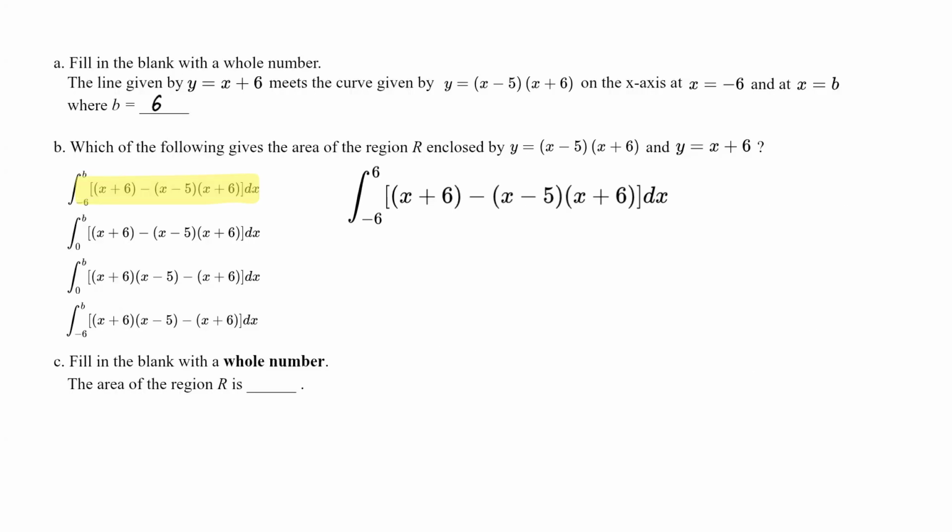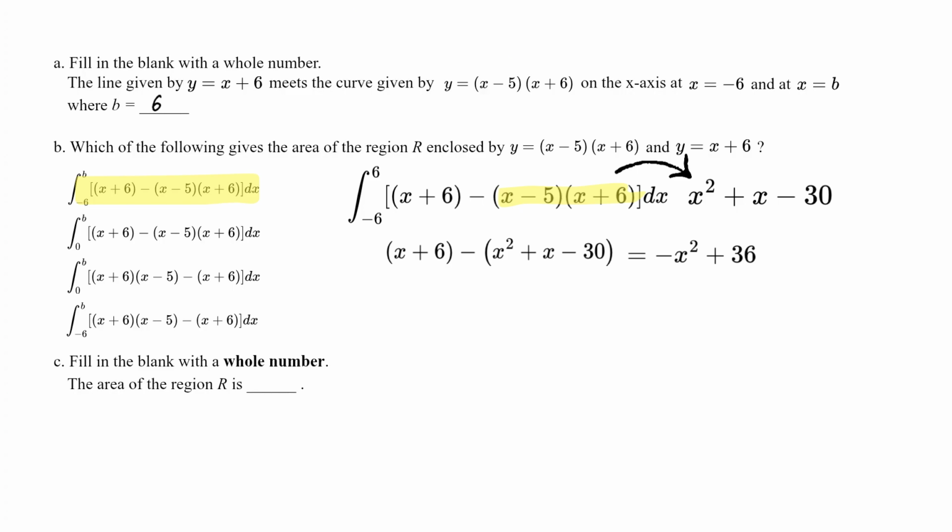Time for the final step, the calculation. Let's simplify the expression inside our integral first. We start by expanding the parabola. So the quantity x minus 5 times the quantity x plus 6 becomes x squared plus x minus 30. Now let's combine similar terms. X plus 6 minus the quantity x squared plus x minus 30 becomes negative x squared plus 36.